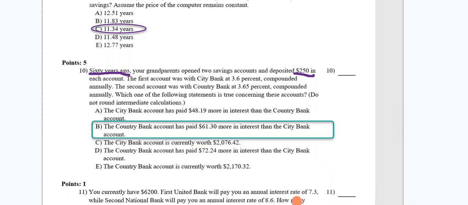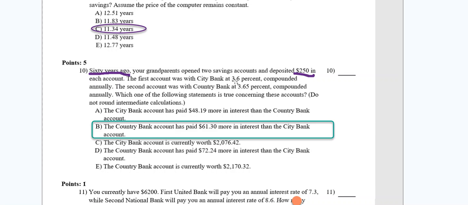I have noticed from your answer books, and that question is simple in the sense that you'll be finding future value for Citibank and the future value for Country Bank, and then you are taking a difference of the total future value with Citibank and Country Bank. The only difference here is the rate of interest. The Citibank offers you 3.6 and the Country Bank offers you an interest rate of 3.65, and you are depositing $250 in each bank. So which one is better, or which offers you more or less?